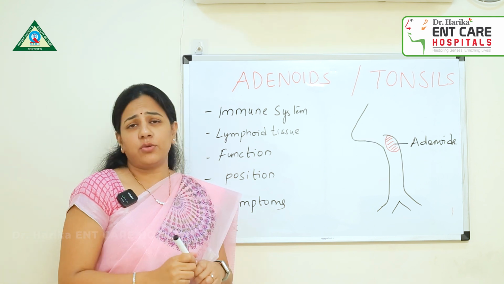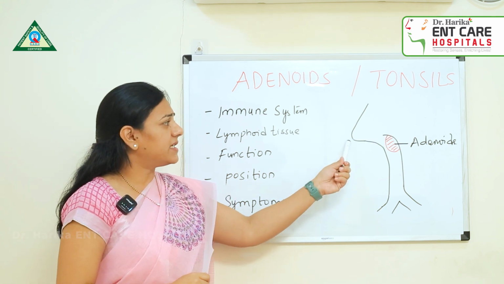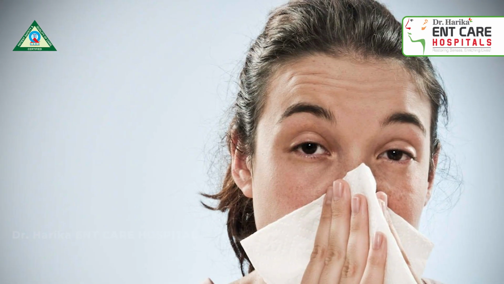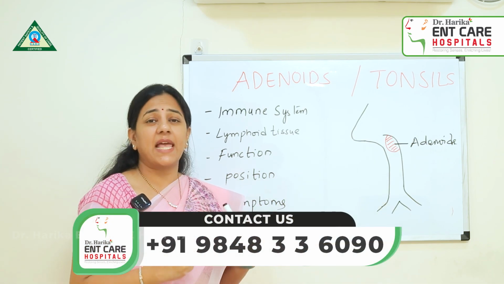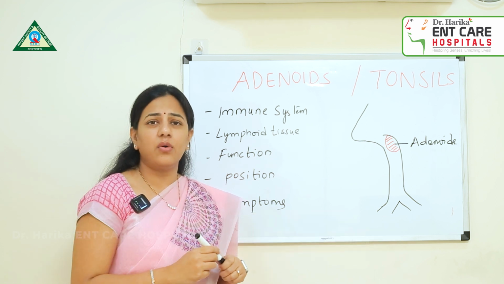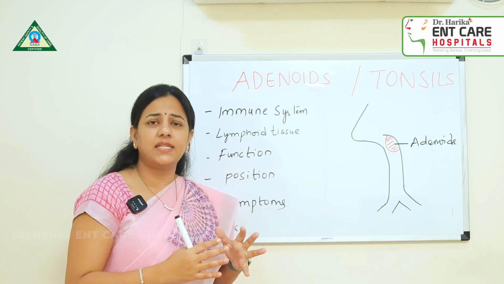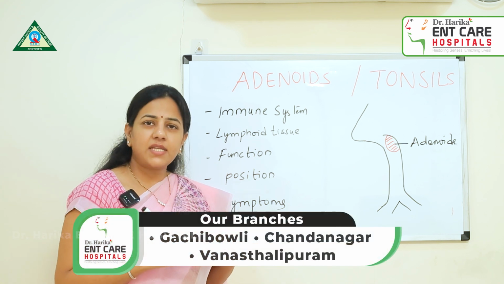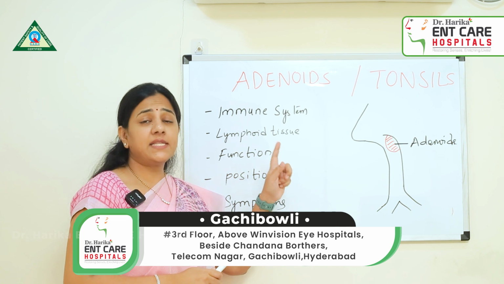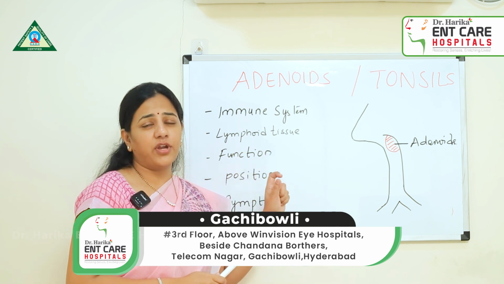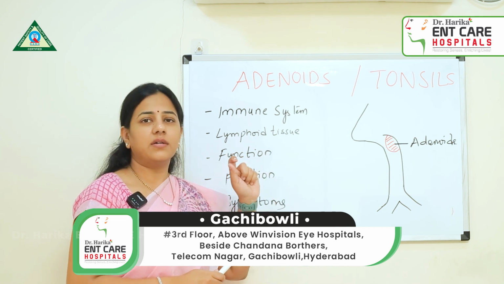Whenever a pathogen enters from the nose and infects the nasal cavity, these adenoids pick up those pathogens and kill them. That is how it protects the nasal cavity. That is how it helps in immunity. So the position defines whether the lymphoid tissue is an adenoid or a tonsil.